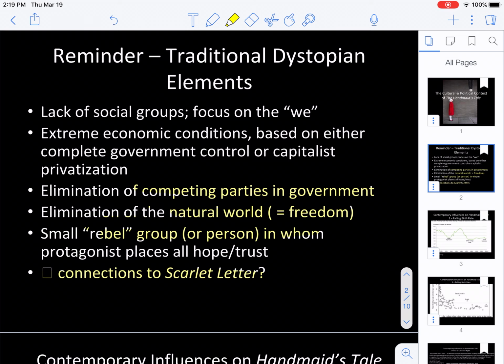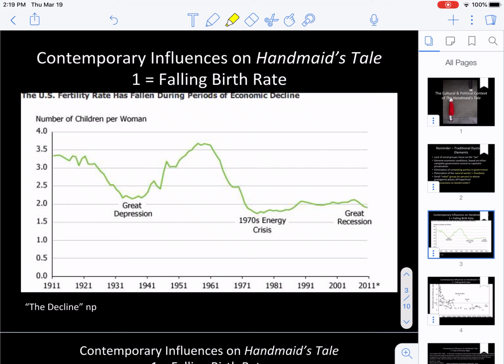Okay, so Atwood had 3 influences when she wrote this in the 80s, and the first was the falling birth rate. So the replacement rate for humanity is something around 2.2. So if you have a mother and a father, which you don't necessarily have to have, but just, genetically, you have to replace the mother and the father with 2 kids. It's 2.2 to account for early death. So you can see during the 20s it was about 3.5. During the Great Depression it was about 2.2. And then there was the baby boom where you can see it goes above 3.5. And then during the recession, it keeps dropping down below the replacement rate. And we're really down below the replacement rate right now.